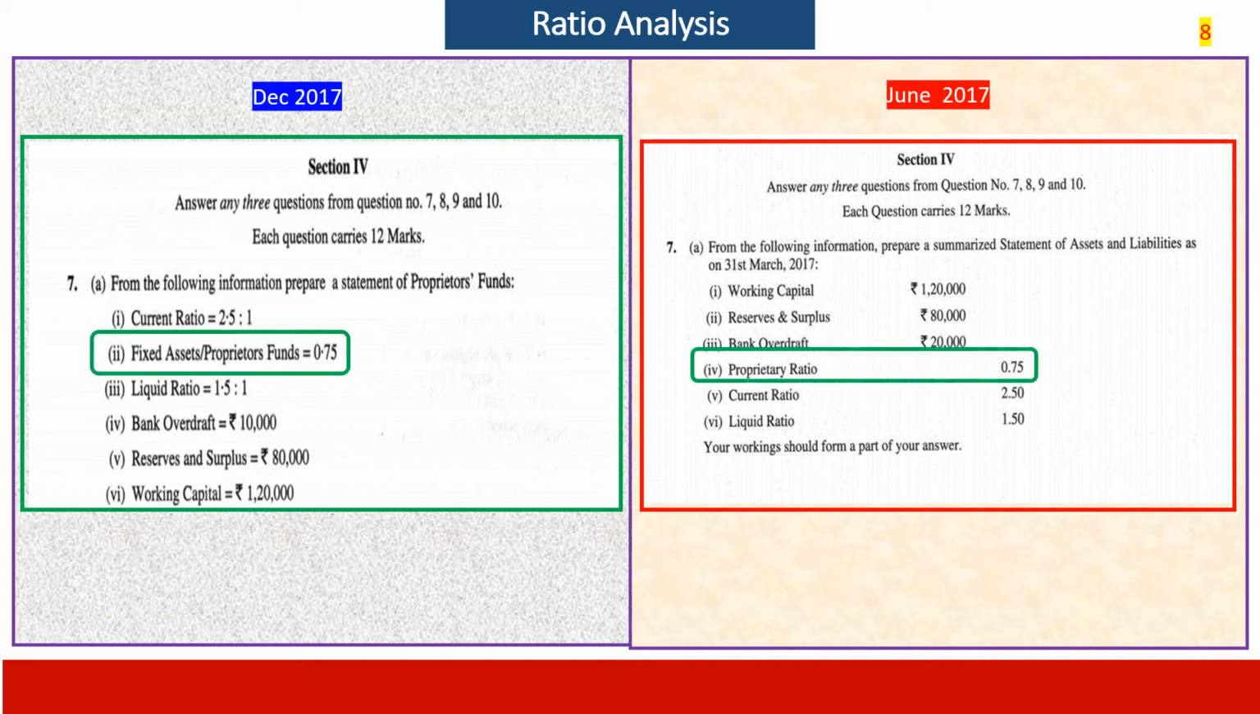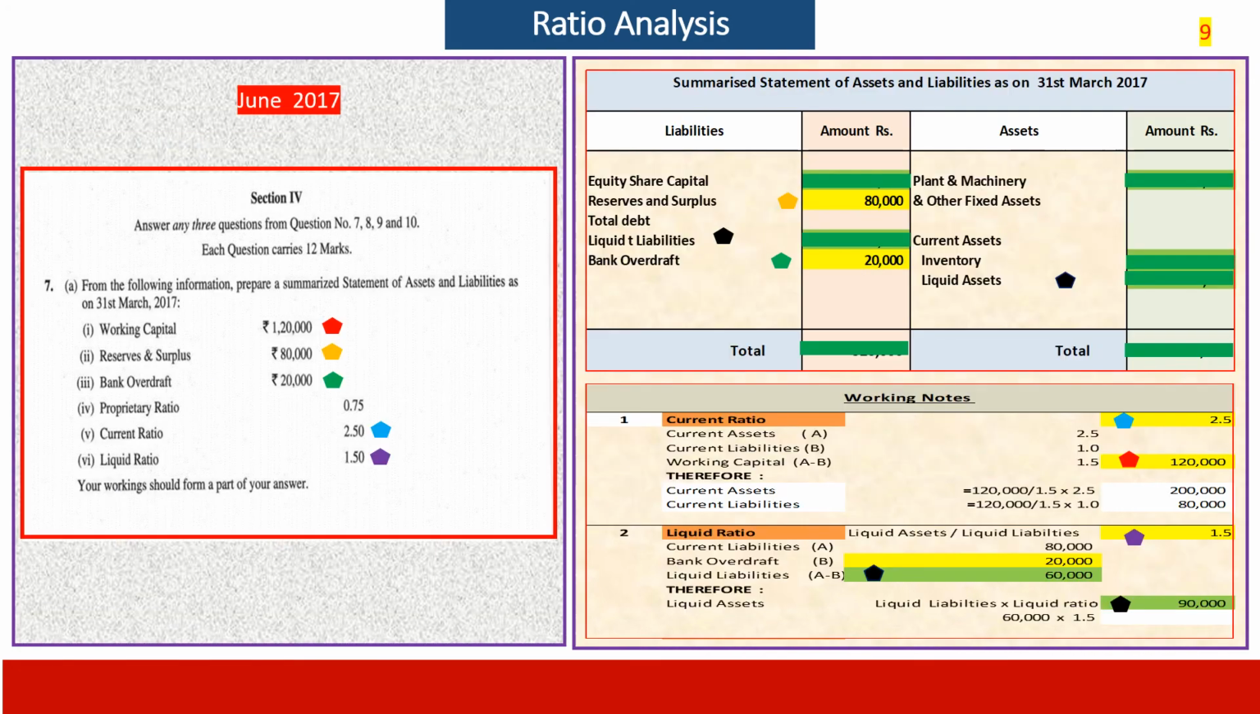We have covered December 17. Now let us go to June 17, where instead of fixed assets by proprietors' funds, it is simply given as proprietary ratio is 0.75. It is not difficult. It is once again as simple as we have seen the other way, and let's get into that. Here also we follow the same approach.